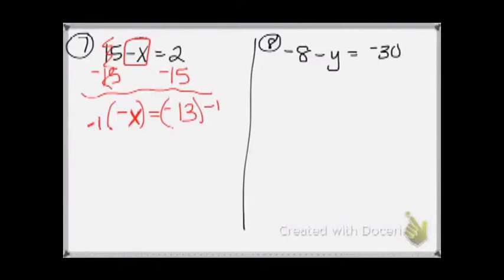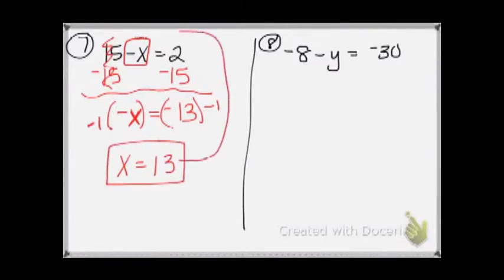And when you do -1 times -x, you get positive x, and that's what you want. Well, don't forget -13 times -1 is positive 13. Now that is your solution. And if you don't believe me, put it back. Use substitution property, put it back in place of x, and say to yourself, 15 minus 13 really does equal 2.